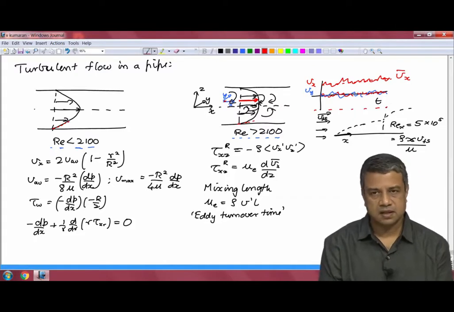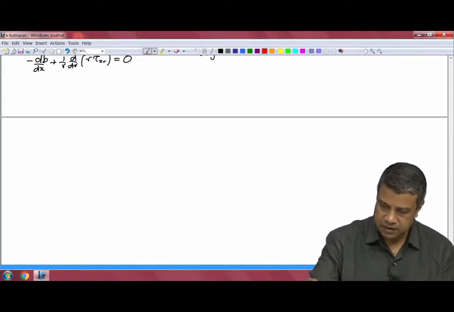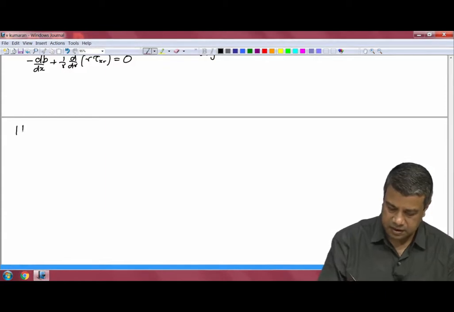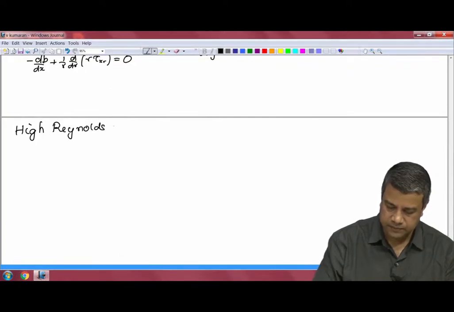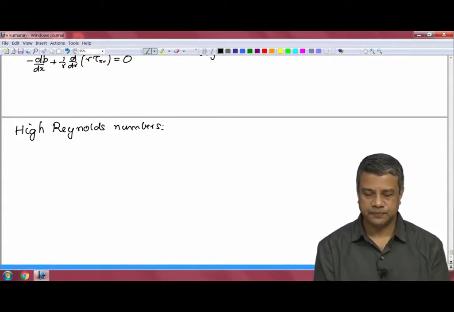Okay. This transition happens at, so I will just go through some of the features of a turbulent flow. Okay. This is primarily at high Reynolds numbers. Okay. There is a transition from laminar to turbulent flow.